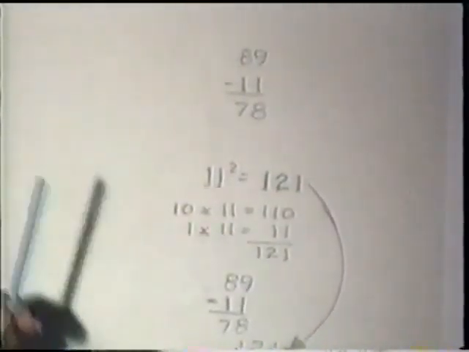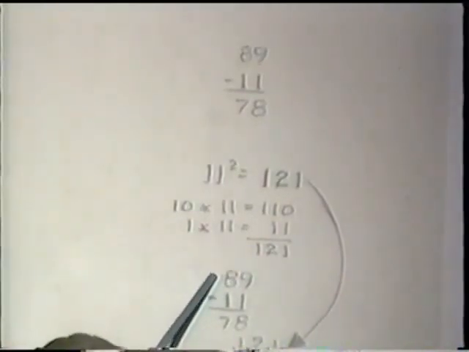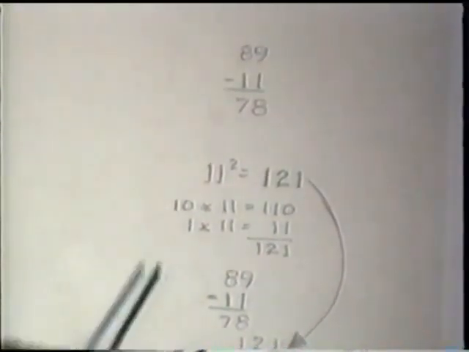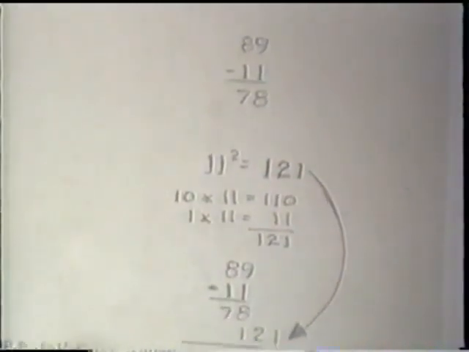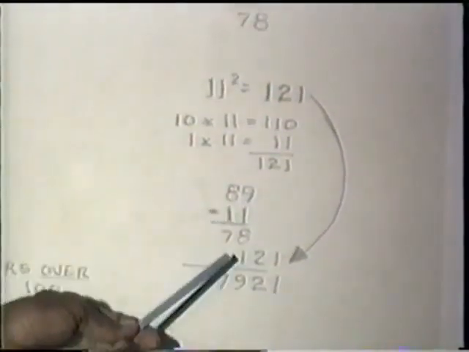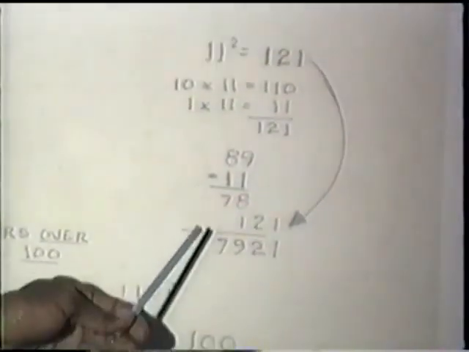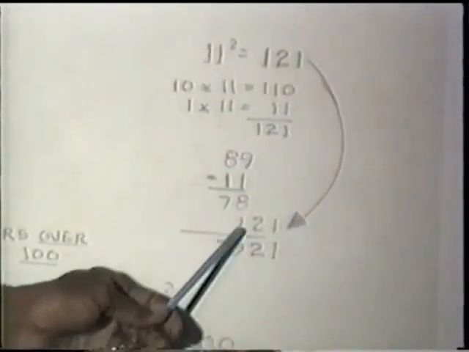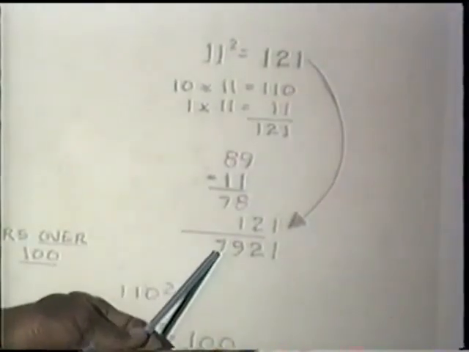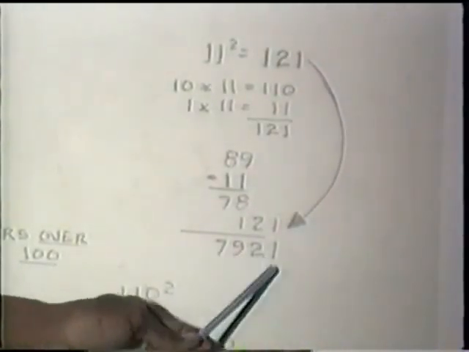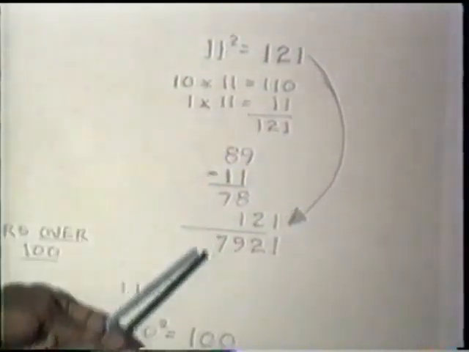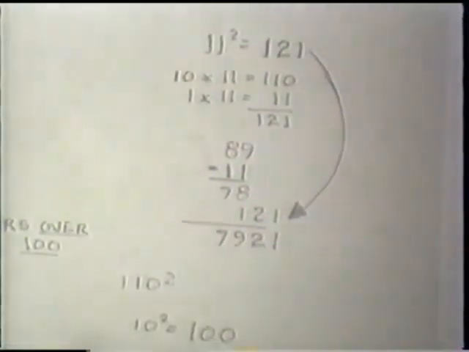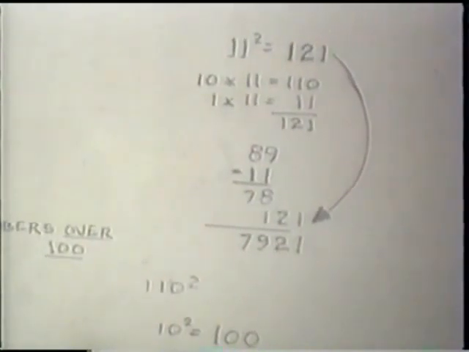So we found out the difference between 89 and 100. We said that was 11. So we subtract the 11 from 89 and got 78. Then we squared the 11 and got 121. So we add the 121 to the 78. We get 7,921. What is the square of 89? 7,921. That's for numbers less than 100.